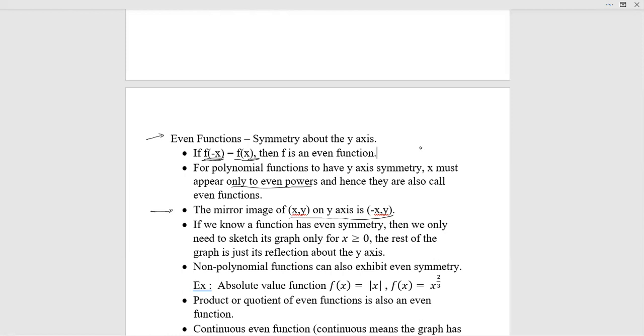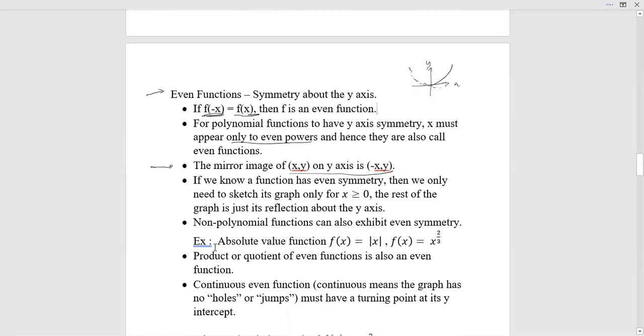Now, the importance of these symmetries is that if we find the function is even, then we have to worry about only one half of the graph. If you know this half is like this, then you can complete the other half just by looking at this half and making the mirror image on the y-axis, like this dotted line. Right? Okay, I'm going to do that example.